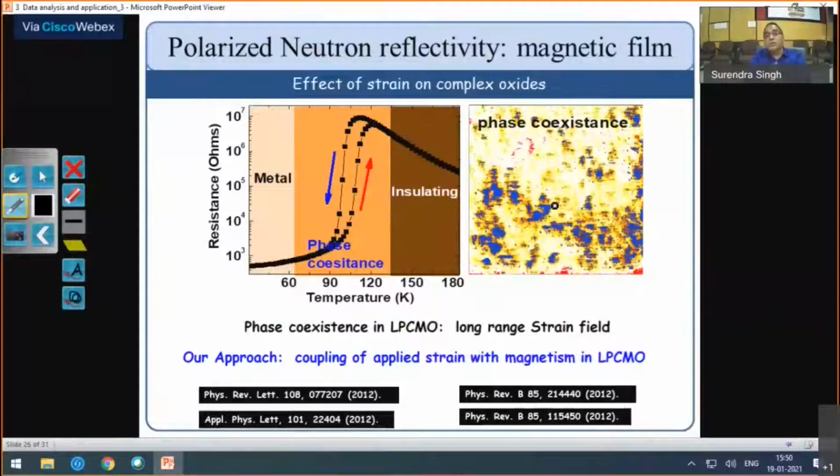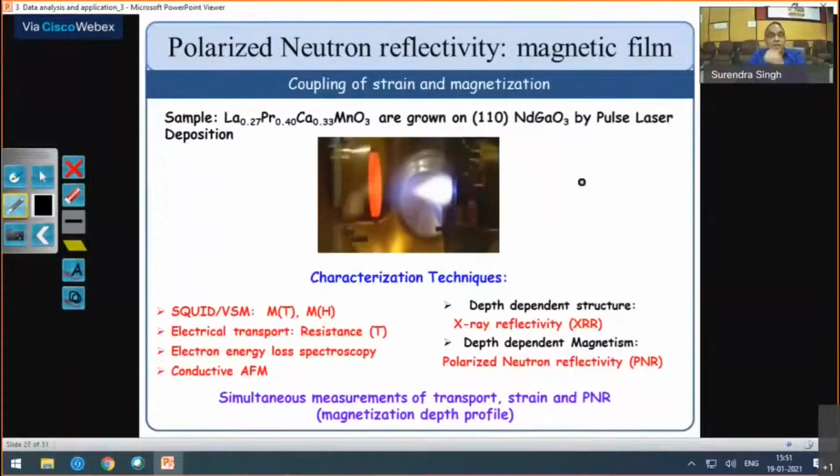So to find out how this strain changes the magnetization in this system, when we apply a strain, what happens to the magnetization of this film? Because from this conductivity measurement, we see it becomes metallic at low temperature, and there is a phase coexistence in this. And this metal is nothing but the ferromagnetic phase in the magnetization study.